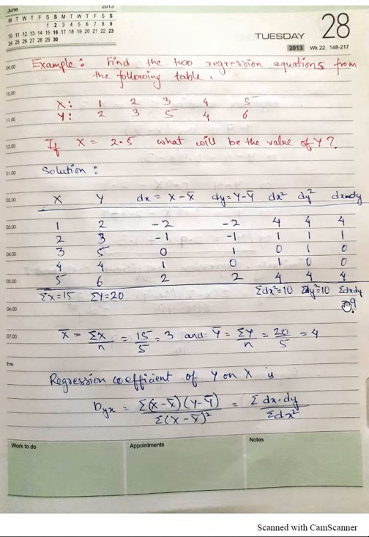So we have all the values, we just put in the formula. Our formula for the regression coefficient of y on x is byx is equal to summation (x minus x bar) into (y minus y bar) divided by summation (x minus x bar) whole square, which is equal to summation dx into dy divided by summation dx square, since dx is equal to x minus x bar and dy is equal to y minus y bar.